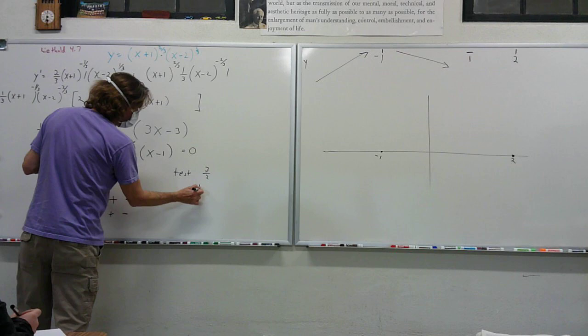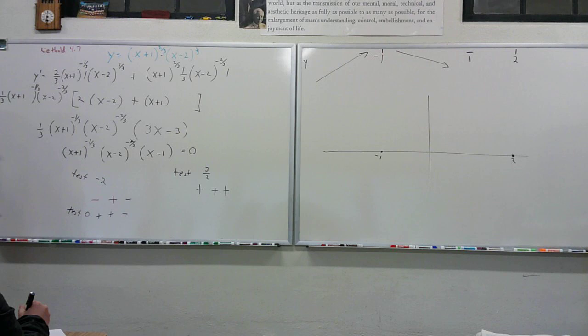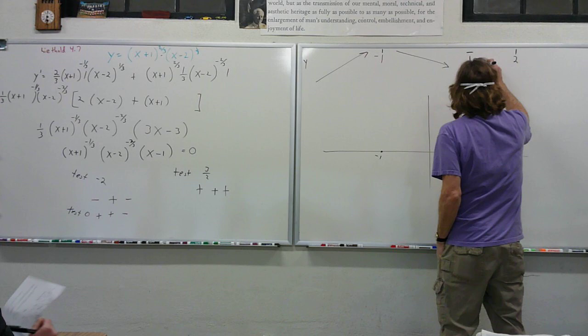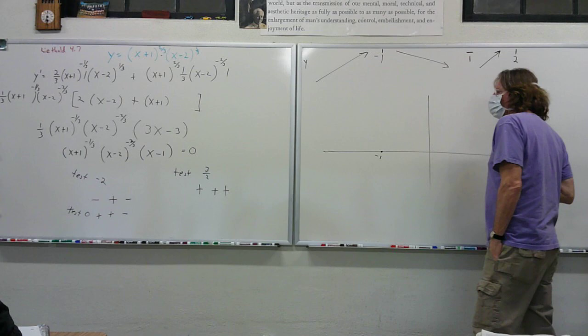Positive. 3 halves. And I know that's positive because I got a square right there. That's going to be a positive, and that's positive. Between 1 and 2, this thing always goes up. Now, for numbers larger than 2, it's either going to keep going up or it's going to start going down.